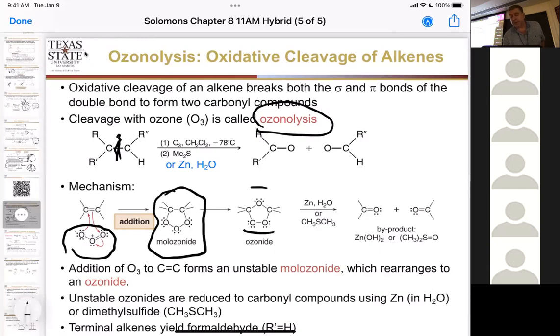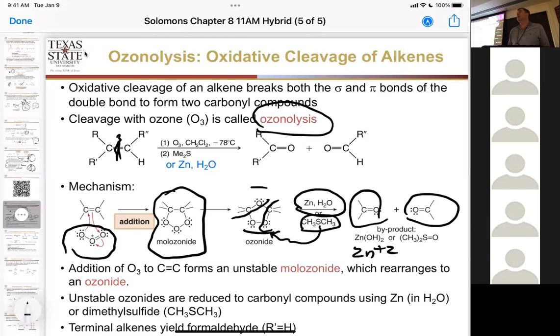And in this case, we're going to use zinc metal. So the zinc metal is actually going to turn into zinc +2. So it's going to lose 2 electrons. Or we can use this dimethyl sulfide. And what it's going to do is the sulfur wants to be bonded to oxygen, and so it's going to take one of these oxygens away. When it does that, it's going to leave 1 oxygen on one side, 1 oxygen on the other side, giving us carbonyl compounds, aldehydes or ketones.